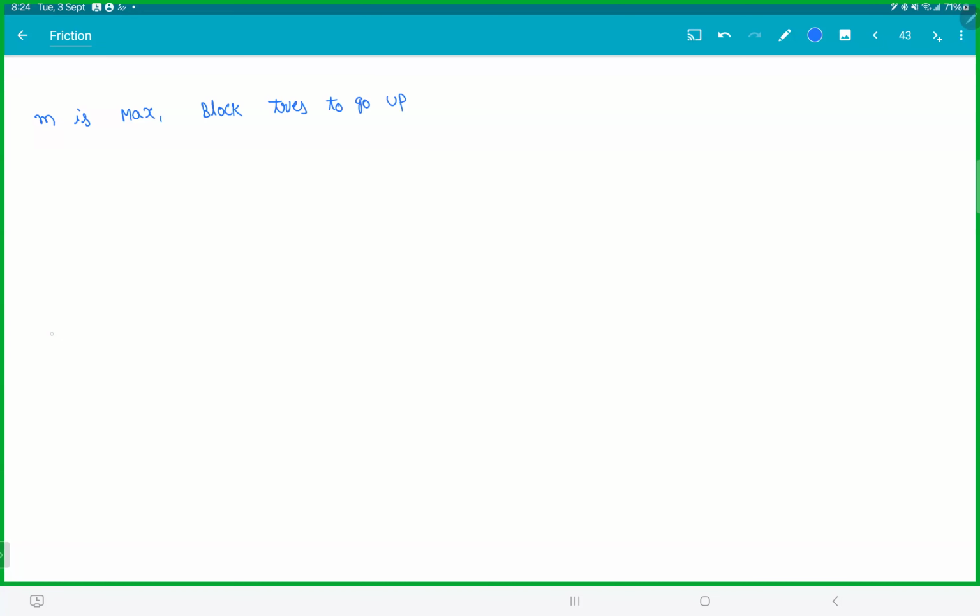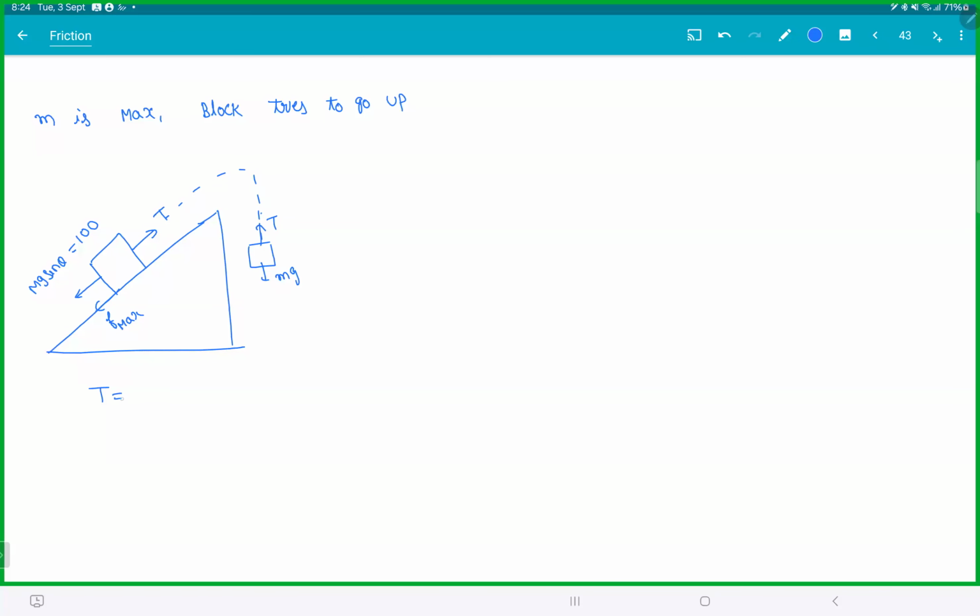So if you look at your FBD, this is the tension. The block is trying to go up. This is your mg sine theta, which is 100. Your friction also will be backward, F max, because you're about to slip. This is tension, this is mg. So from here we can see tension will be mg sine theta plus mu mg cos theta.